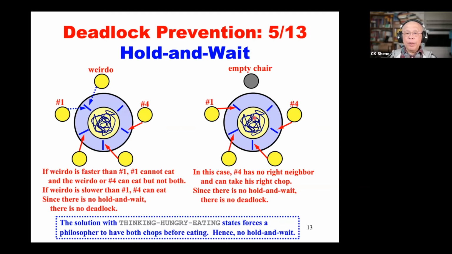Now, for the empty chair version, the worst case is everyone gets his left. In this case, number 4 can eat because this one is not used. This is an empty chair. So in both solutions, we try to break the hold and wait pattern. And the solution with thinking, hungry, and eating states forces a philosopher to have both chopsticks before eating. Therefore, this is a very clean way to get rid of hold and wait.